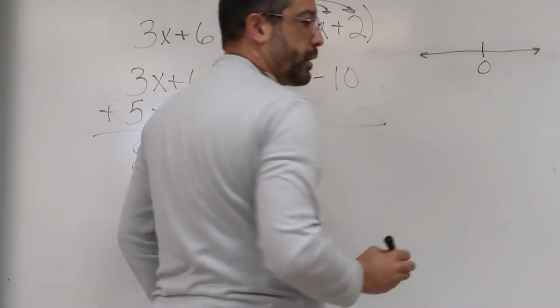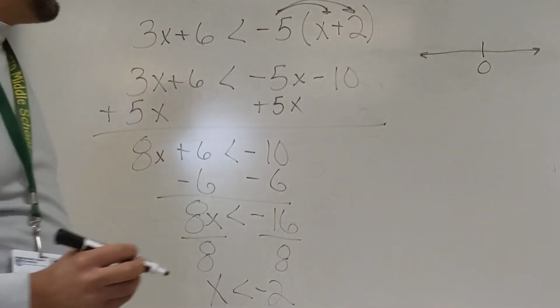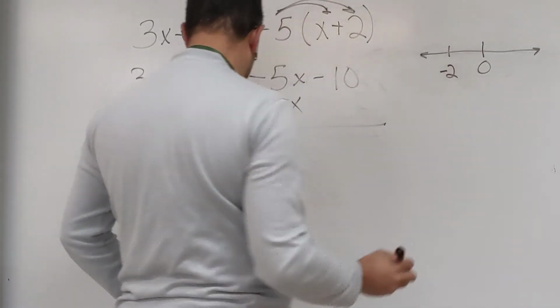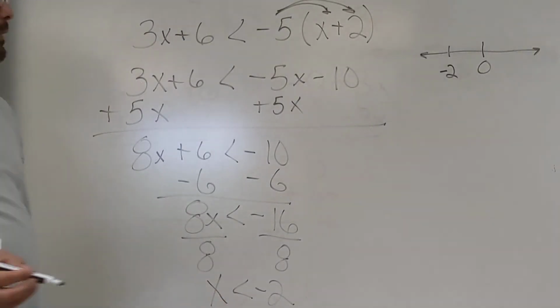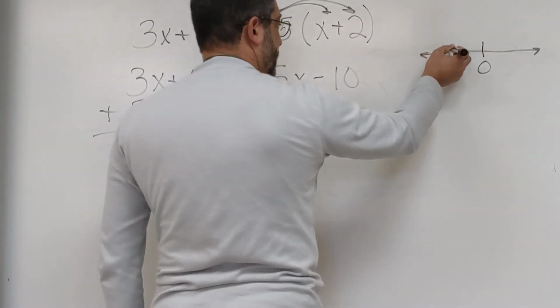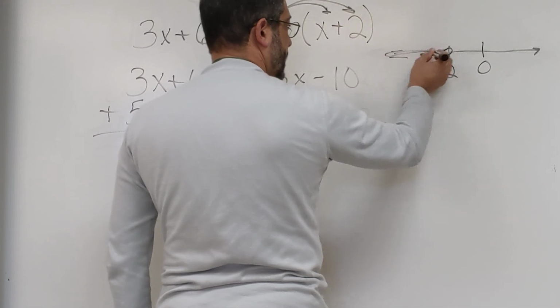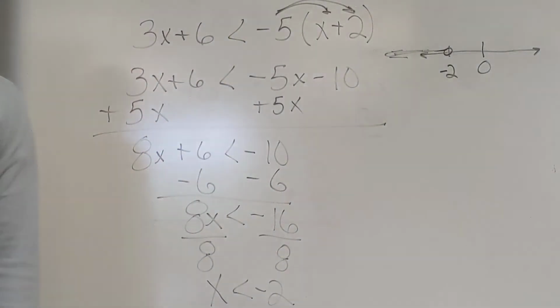All right, so there's my number line. There's 0. So here's negative 2. So x less than negative 2 means I have an open circle, and I'm going to shade everything to the left of that open circle.